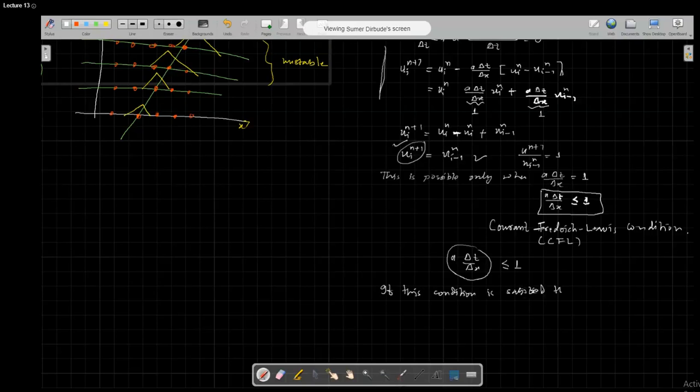Then only will the discretization give you a scheme that gives a stable solution. Otherwise it will be unstable.